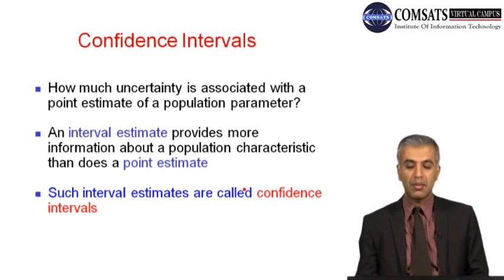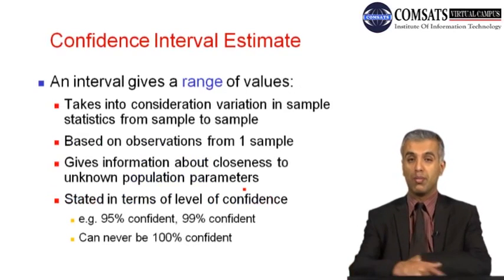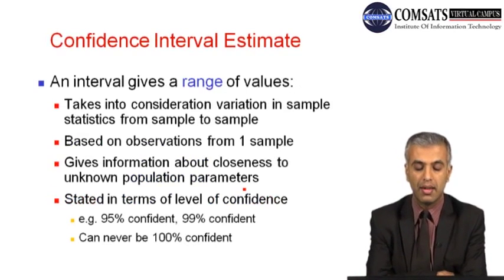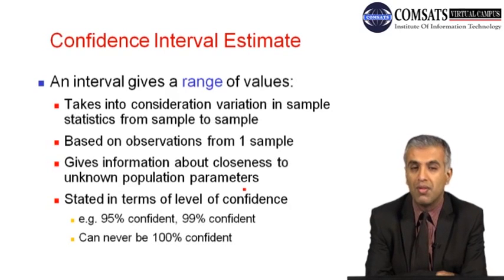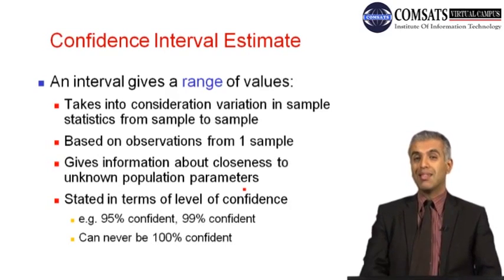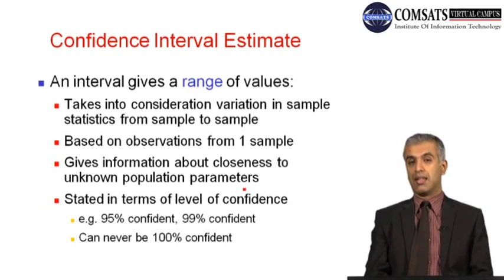So when we are discussing these confidence intervals, we also have to talk about the confidence interval estimate. An interval gives us a range of values between which the point estimate can lie and how much maximum fluctuation is possible. Because again, there would be differences of values and it would vary from sample to sample. So the observations which we have been conducting presently are drawn from only one sample.